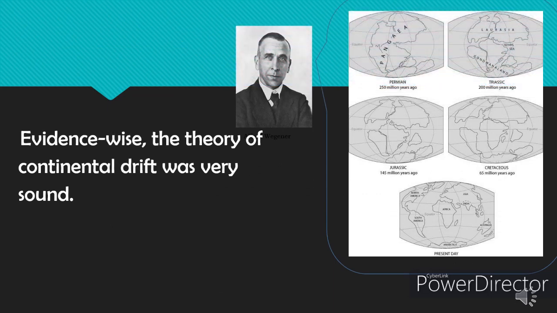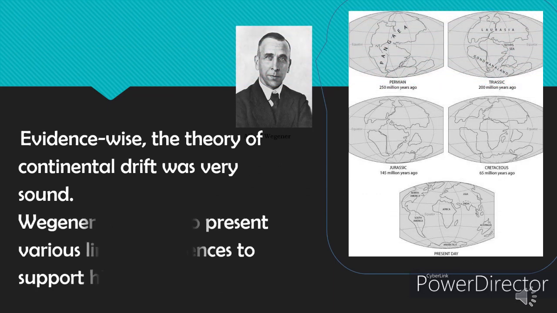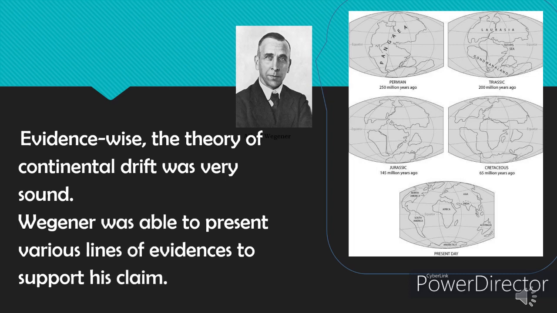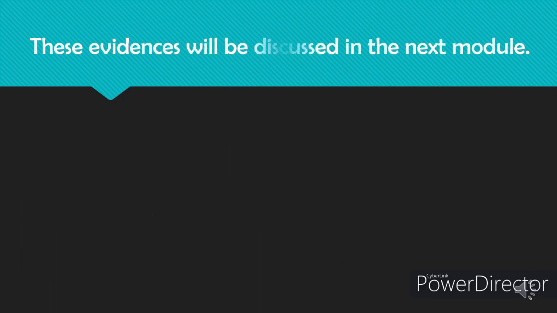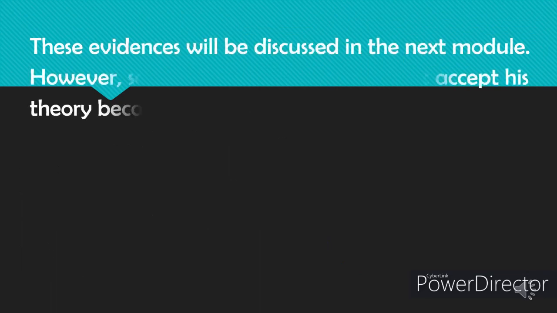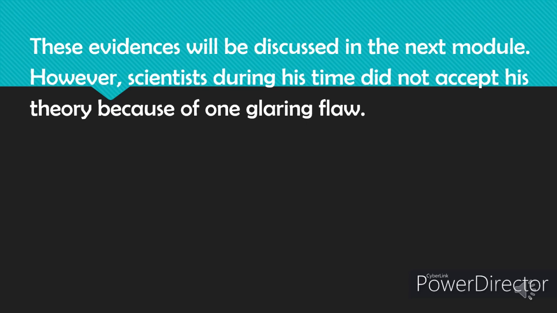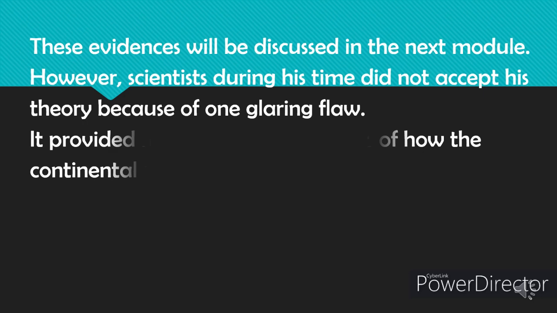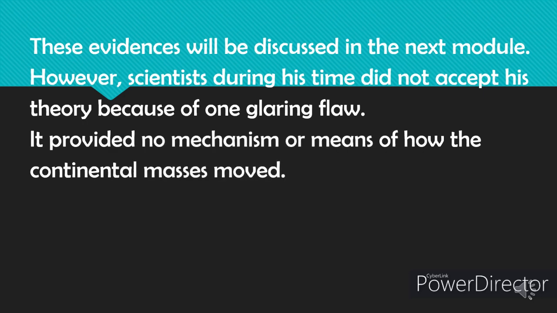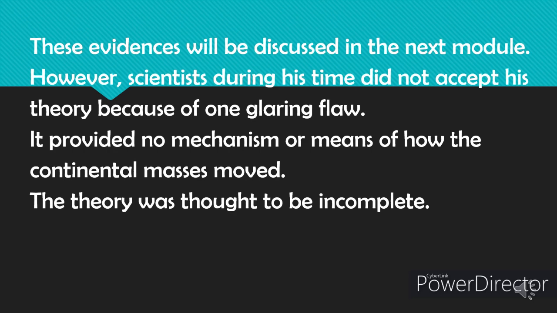Evidence-wise, the theory of continental drift was very sound. Wegener was able to present various lines of evidences to support his claim. These evidences will be discussed in the next module. However, scientists during his time did not accept his theory because of one glaring flaw. It provided no mechanism or means of how the continental mass moved. The theory was thought to be incomplete.